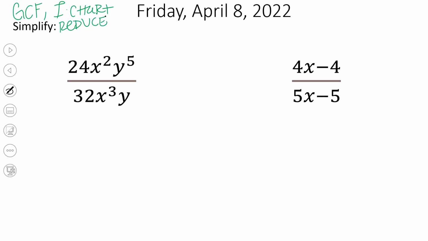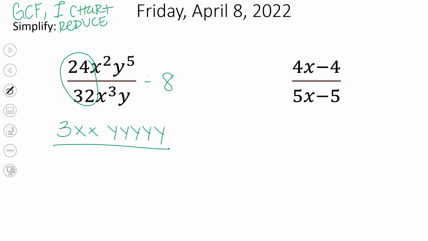So the first one says 24x squared y to the 5th over 32x to the 3rd y. First of all, I have a 24 and a 32. What can I divide them both by? 8. So if I divide by 8, I will get 3, and then I have 2 x's and 5 y's. And if you know how to do it without writing your letters out, then that's perfectly fine. What is 32 divided by 8? 4. With 3 x's and 1 y.